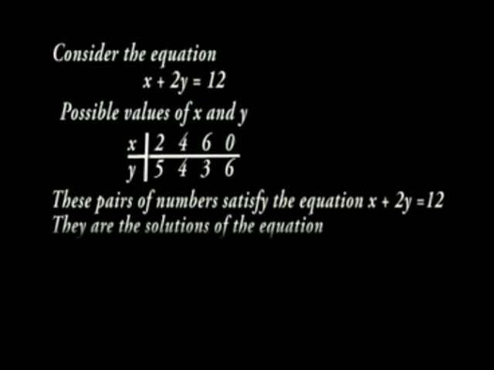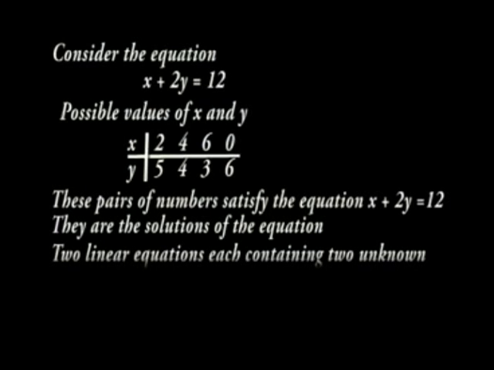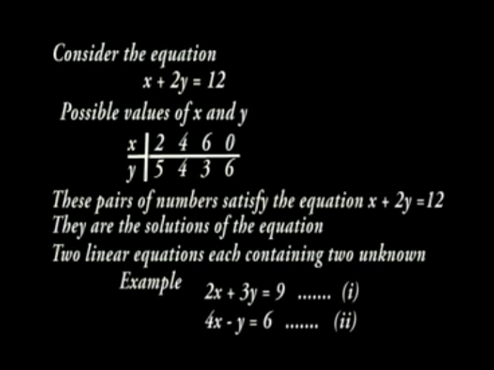In simultaneous equations, there are two linear equations, each containing two unknowns. Example, 2x plus 3y equals 9, 4x minus y equals 6. Solving such equations means finding values of x and y that satisfy both equations. There are three methods of solving simultaneous equations. Method 1 is called the elimination method. For example, solve the equations below.